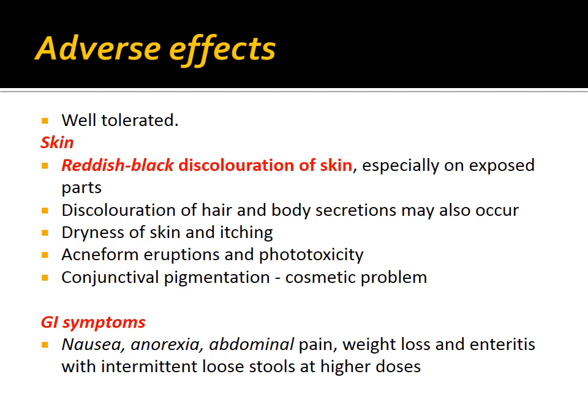Coming to the adverse effects of the clofazimine, generally it is well tolerated, but the adverse effects, if they appear, are limited to two systems or two organs. One is the skin, second is the GI, gastrointestinal symptoms. So what adverse effect appears in the skin? The characteristic is reddish black discoloration of the skin, because it is a dye, especially on exposed parts, and this is more prominent in fair skinned people. Okay, then the second is discoloration of hair and body secretions. So these are the two characteristic side effects.